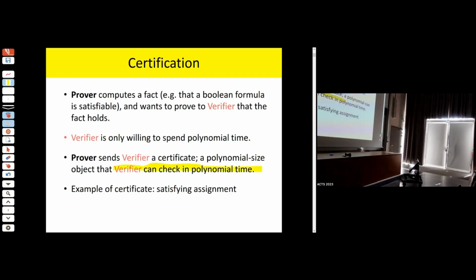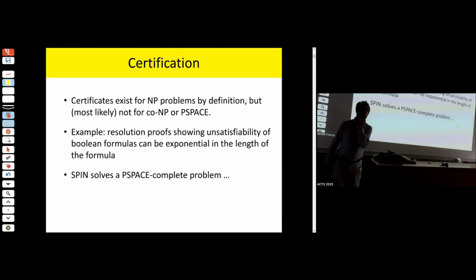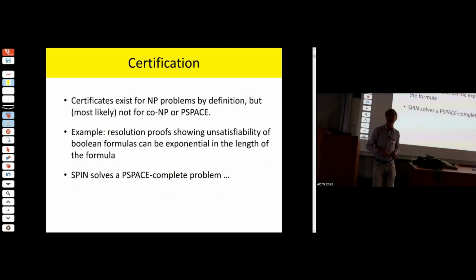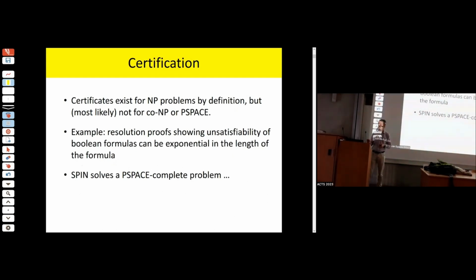So it can be checked in polynomial time. The classical example of a certificate is just a satisfying assignment. If I want to convince you that a formula is satisfiable, I send you an assignment and you check it in polynomial time. Certificates exist for all NP problems by definition. That's the definition of NP, that such a certificate exists.